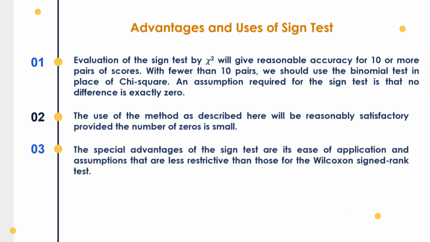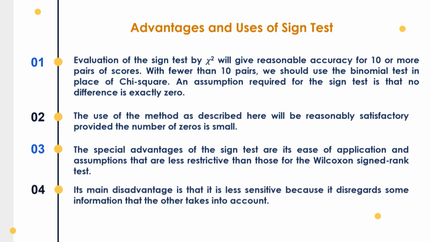The special advantage of the sign test is its ease of application, and its assumptions are less restrictive than those for the Wilcoxon sign rank test. So far we have discussed the advantages and uses, but there is still one disadvantage. Its main disadvantage is that it is less sensitive because it disregards some information that the other tests take into account. The other tests are nothing but the other non-parametric tests.